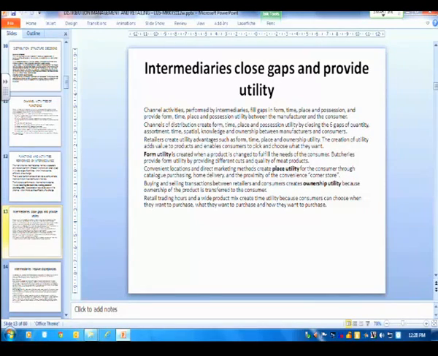Whereas retail trading hours and a wide product mix create time utility because consumers can choose when they want to purchase, what they want to purchase, and how they want to purchase the product.